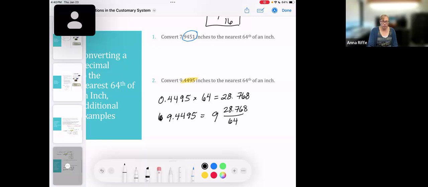I don't want to leave the decimal on top. 28.768, I'm going to round that to the nearest whole number. This time I'm going to round up. 28.7 is closer to 29 than it is to 28. Therefore, I can round this to 9 and 29 64ths. I can't reduce this time because there's no common factor between 29 and 64 except for 1.